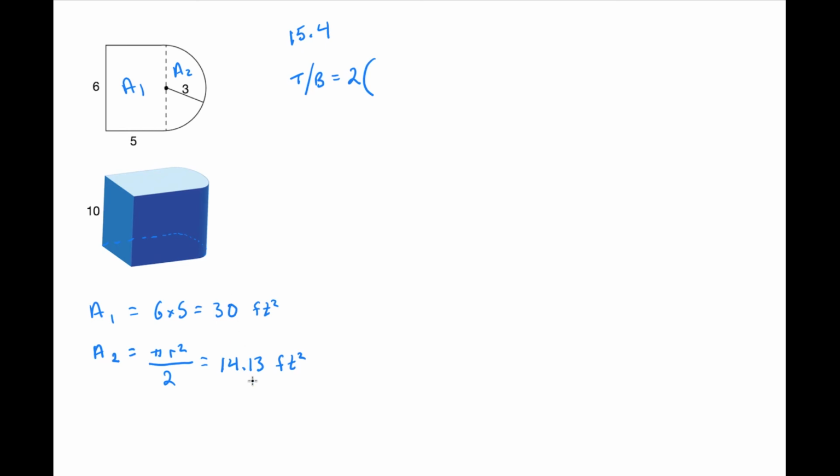Okay. So we can add those two together, area 1 and area 2, and we just add 30 to this number, so that's going to be 44.13 feet squared, and that's going to be 88.26 feet squared, and that's the top and the bottom.